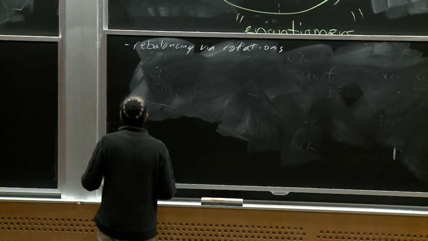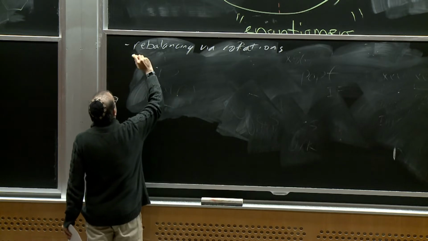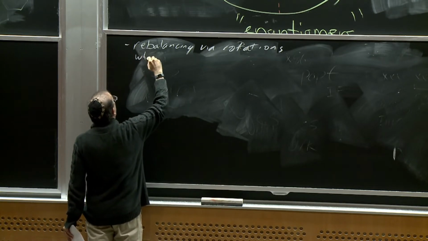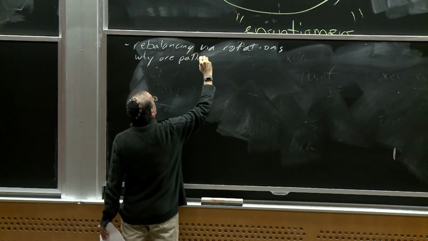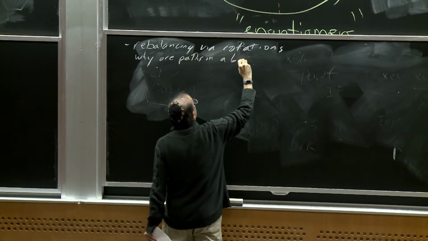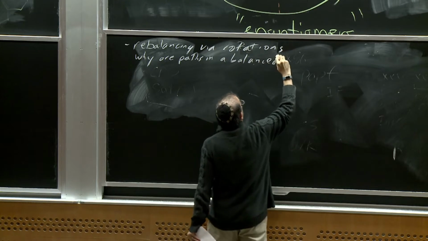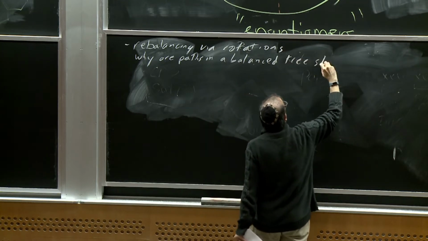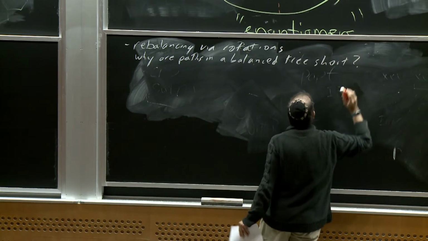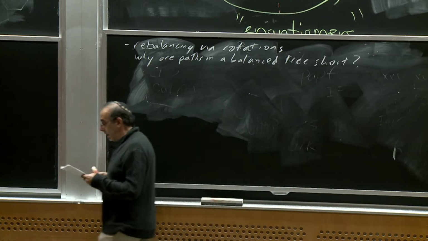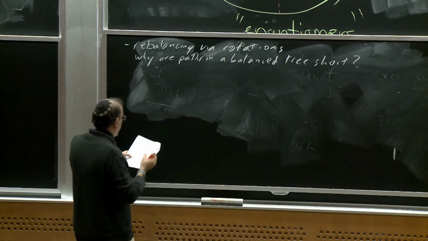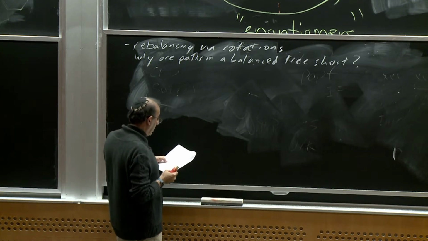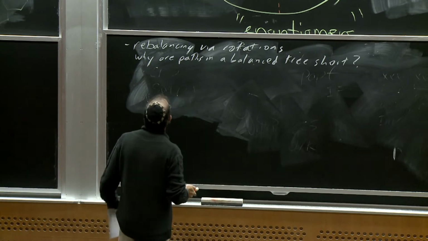Okay. And so let me ask, why are paths in a balanced tree short? Which is a slightly weird question. You might think that having short paths is the definition of a balanced tree. But I'm going to look at another aspect of it.